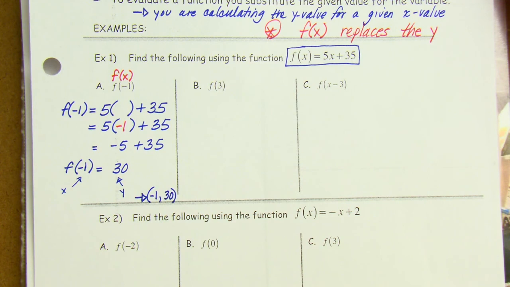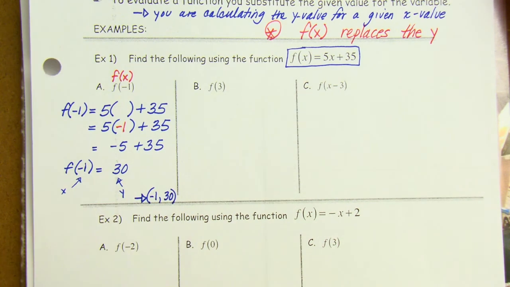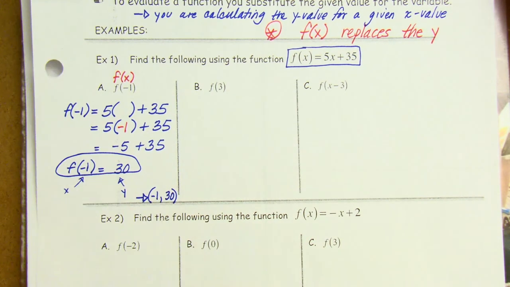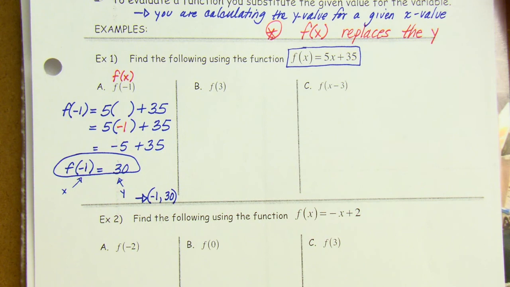Okay? This is just me explaining what this means. Your answer is going to be this, f of -1 equals 30. Okay, so I'm going to circle that as my final answer. All right, let's do the same thing and find f of 3.